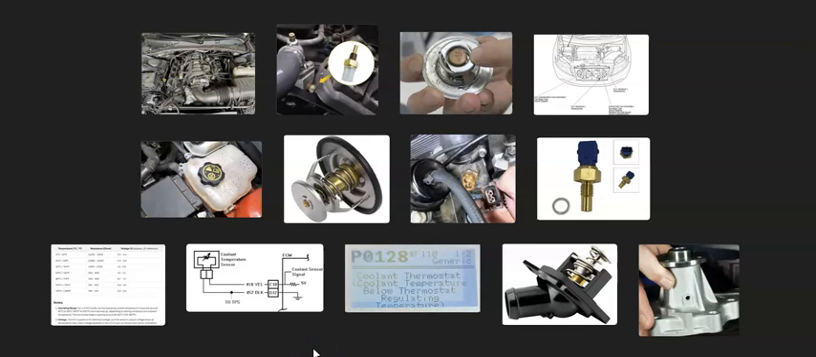I just wanted to give a basic overview of how you go about fixing a vehicle with the P0128 code.